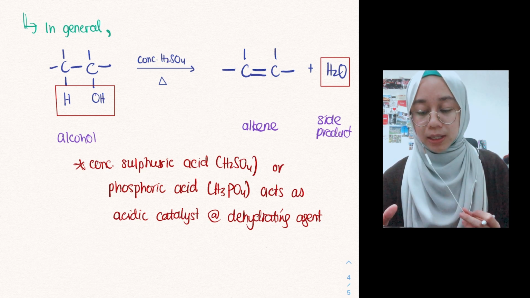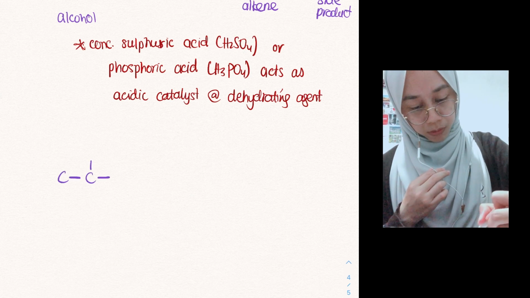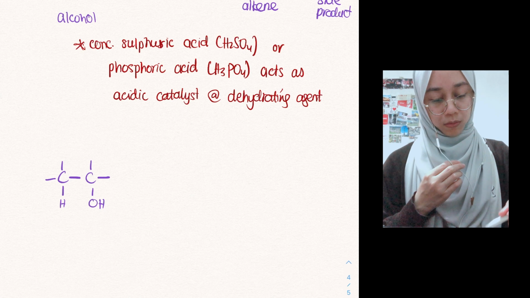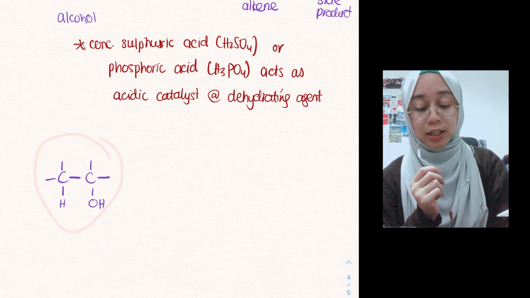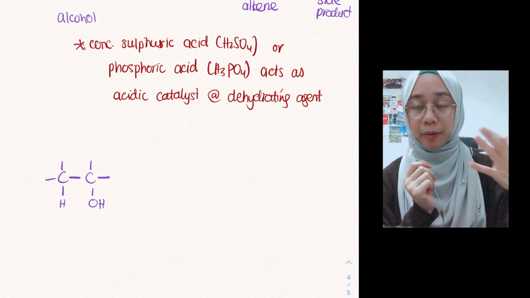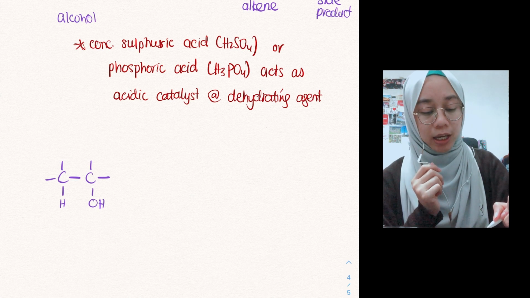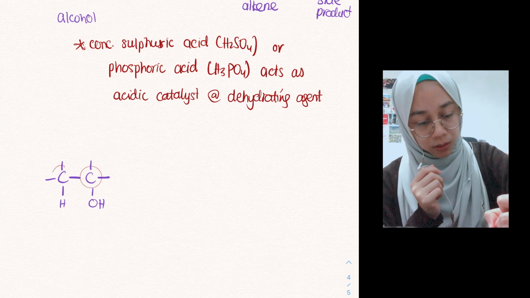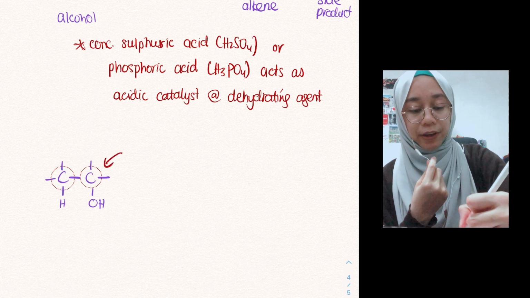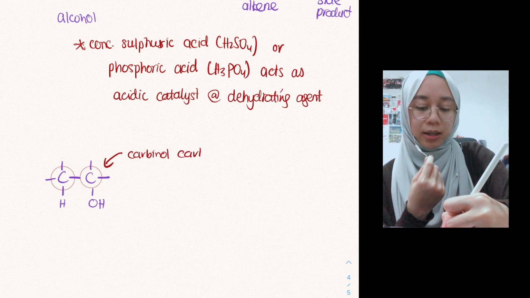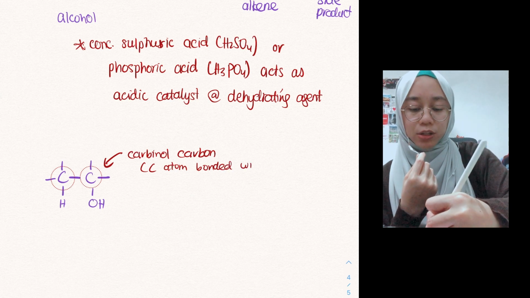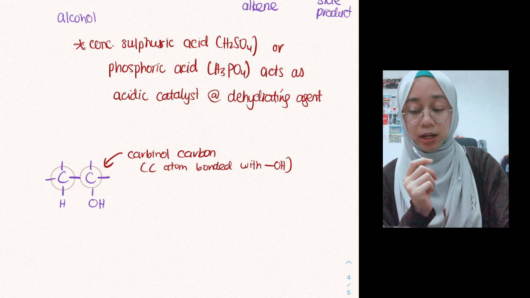Okay, so now Miss wants to teach you something. Okay, so this is alcohol, an example of an alcohol. Every carbon here has a special name. So every time you hear Miss say it later, Miss hopes you remember and know it. The carbon that has the OH, specifically Miss will call it the carbonyl carbon. So carbonyl carbon means the carbon atom that is bonded with the OH group. That is what we call the carbonyl carbon.